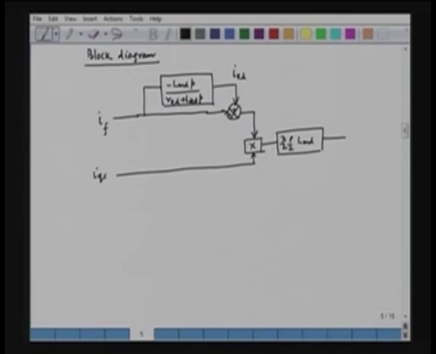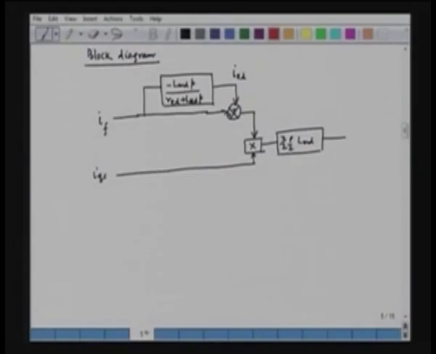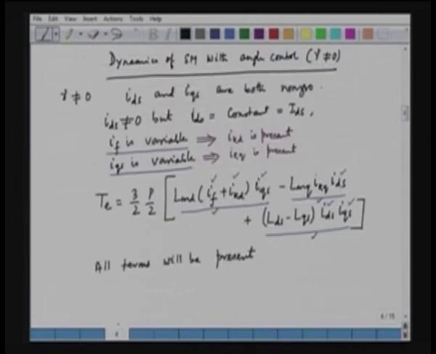We can see that the torque will have three distinct terms. This is the first term, second term, and the third term. So, the first term has been shown in this particular figure. This is the first term. What about the second term? We can also find out the second term here. What is the second term? Second term is minus of LMQ IKQ into IDS.